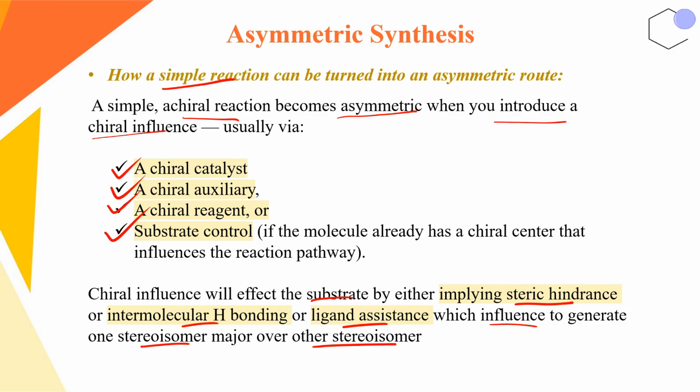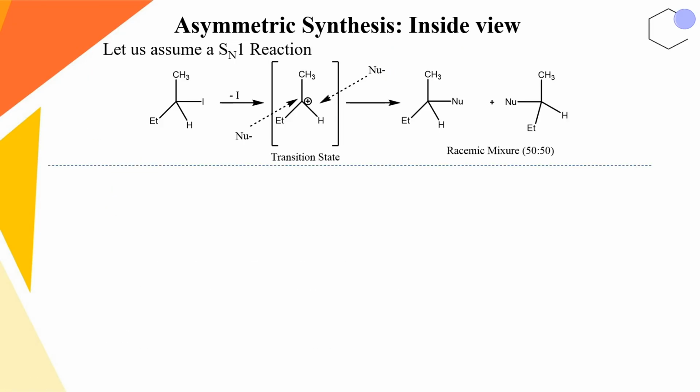and this particular thing influences generating one stereoisomer as the major one over the other stereoisomer. Now let's summarize all this with a simple SN1 reaction. Now let us summarize all the points by using this SN1 reaction. Here you can see this particular center is a chiral center. Okay, now during the SN1 reaction, this is the intermediate.